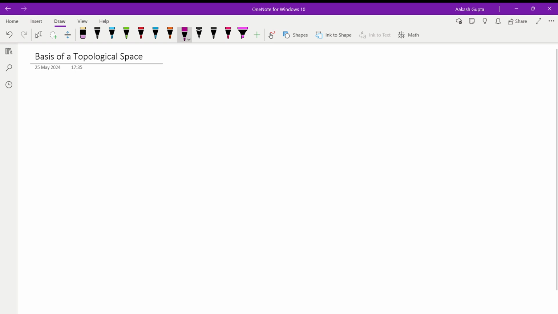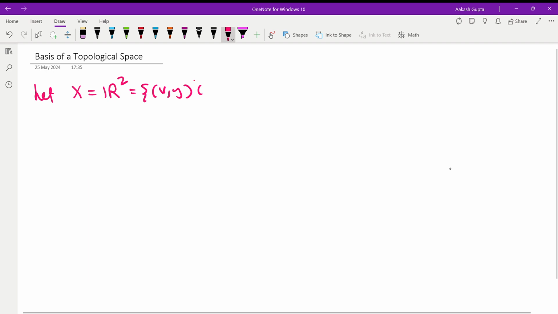I have already motivated you for this concept, but let me motivate you again with a similar example. Let us consider a situation. Let X equal R2. What is R2? R cross R, the set of real numbers cross the set of real numbers, precisely the points (x, y) such that x, y belong to R. I mean, this you know.